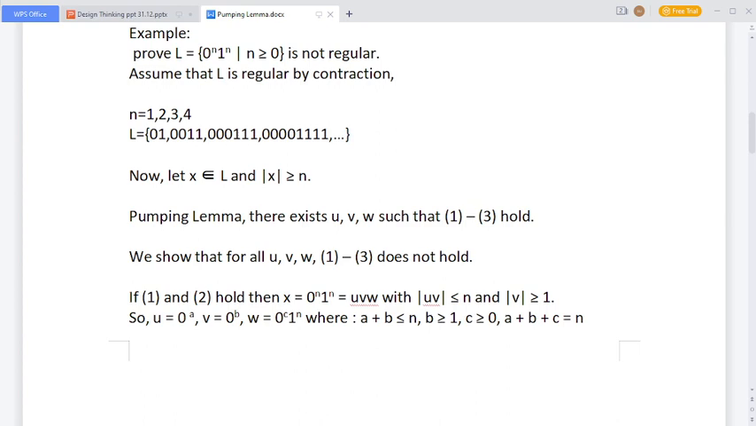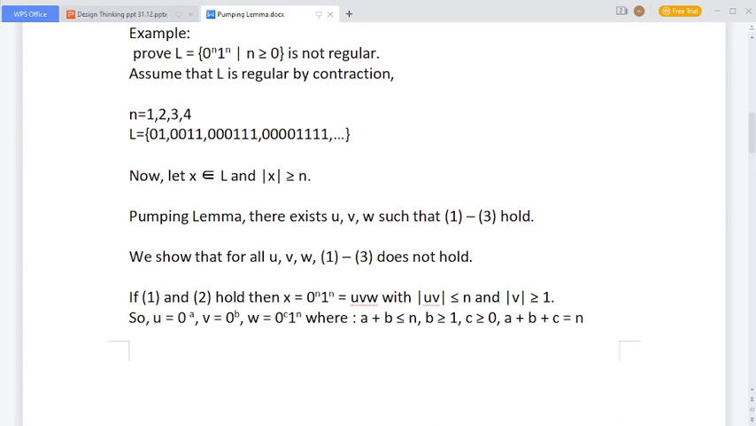So what is the modulus of uv? It is A and B. So A plus B is less than or equal to n. This is definitely true, as C will be the other part, so A plus B is always less than or equal to n. Then B is greater than or equal to 1. At least the B value will be 1, so that is also satisfied. Then C is greater than or equal to 0.